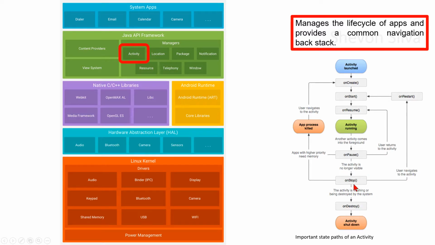Here I can especially mention after calling onStop or onPause method, those methods are killable. So apps with higher priority need memory, and it will go to app process killed state. Then the user navigates to the activity and it can move back to onCreate.